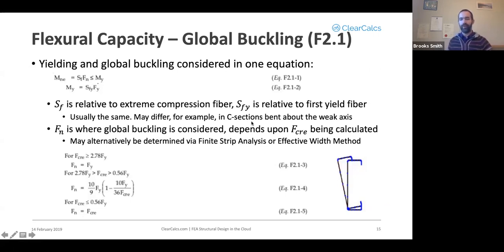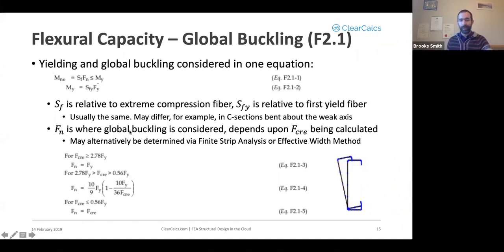You can generally use just SFY as a conservative value, but to be more accurate and to get a little more capacity, you should calculate each of these separately if applicable. Again, in our case, they're exactly the same thing.